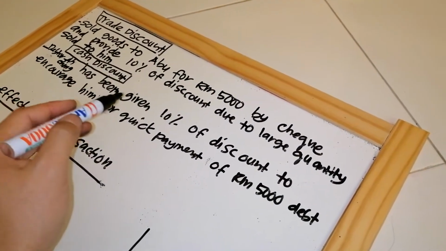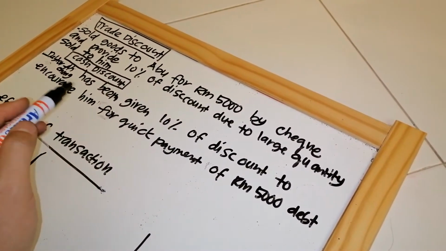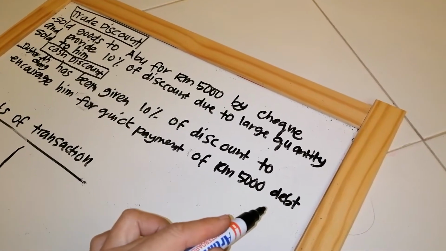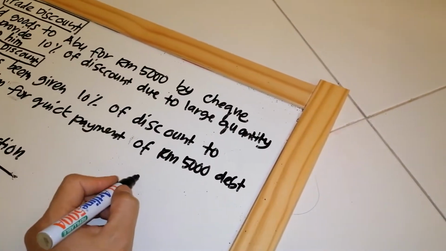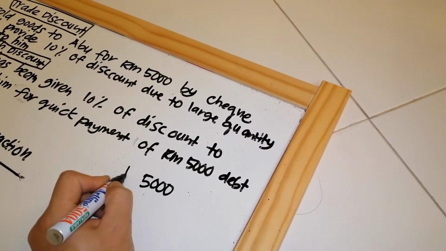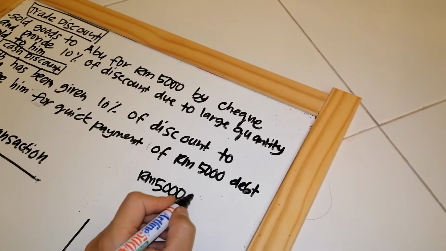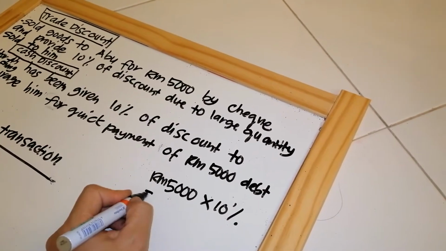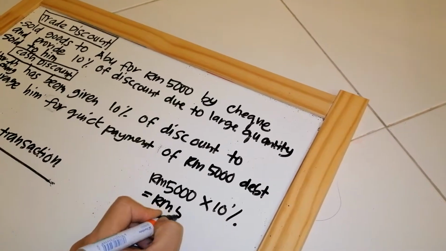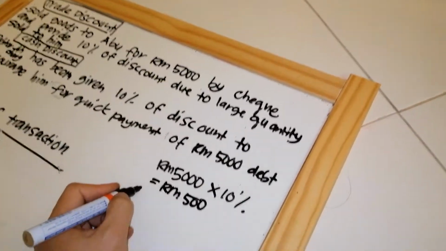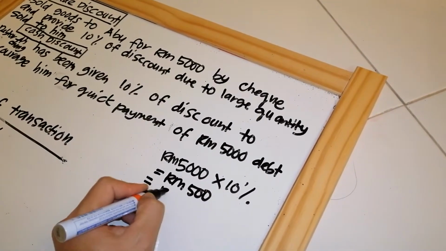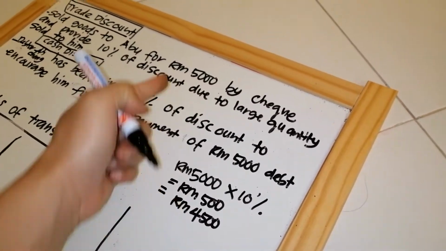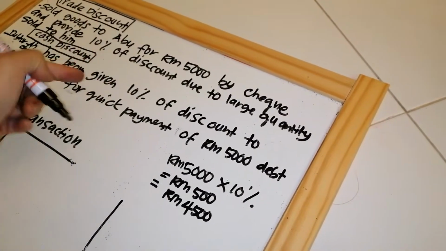Okay, so we go to the cash discount. Debtor Achong has been given 10% discount to encourage him for quick payment of the RM5,000 debt. So we need to calculate the discount. RM5,000 is the amount of debt by Achong times 10%, equal to RM500. So Achong just pays RM4,500. Similar example with trade discount, but different person.